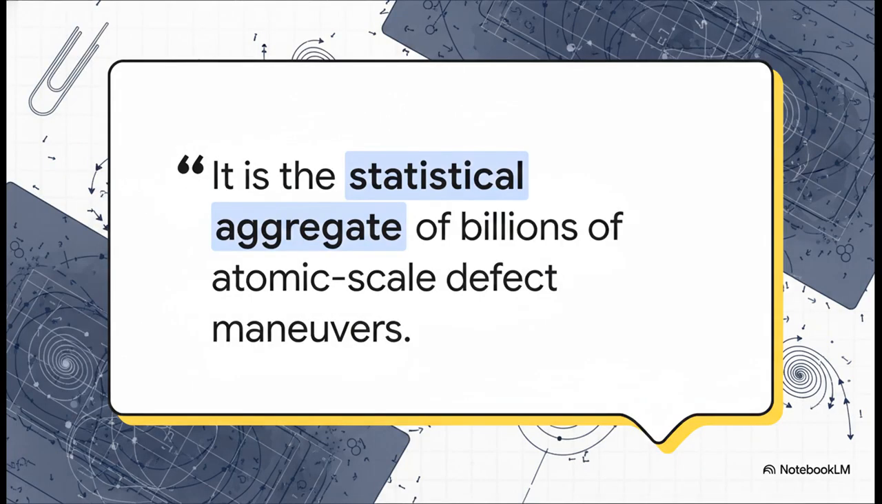So, to wrap all this up, we really need to recognize what we're actually seeing when a metal yields. Macroscopic deformation is fundamentally not just some continuous stretch like you're pulling a rubber band. Not at all. Rather, it's the rigorous statistical aggregate of literally billions of incredibly specific atomic scale defect maneuvers.